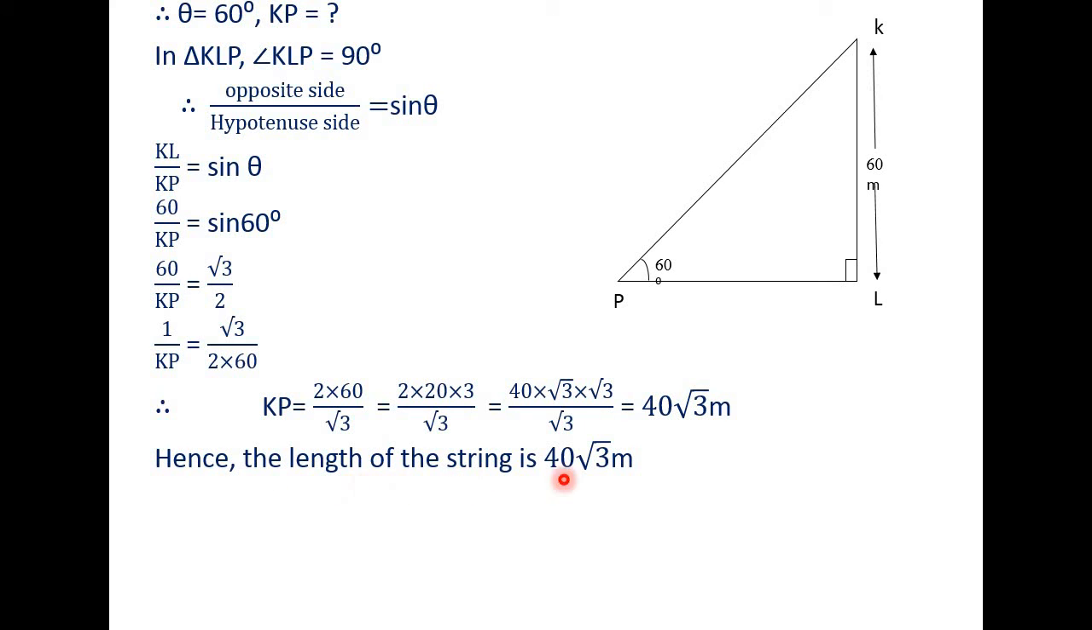So the length of the string KP is 40 root 3 meters.